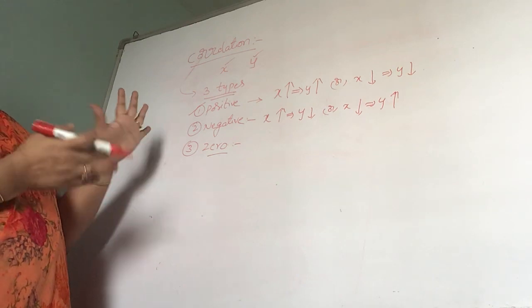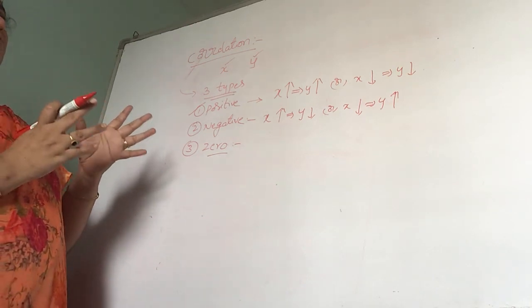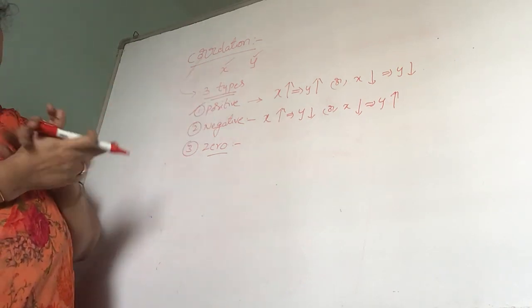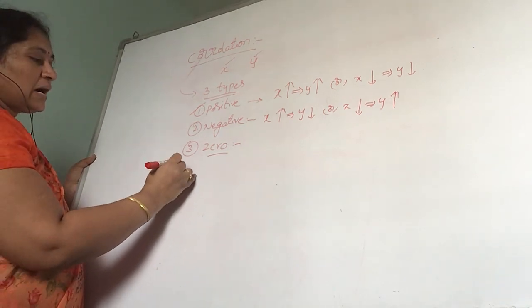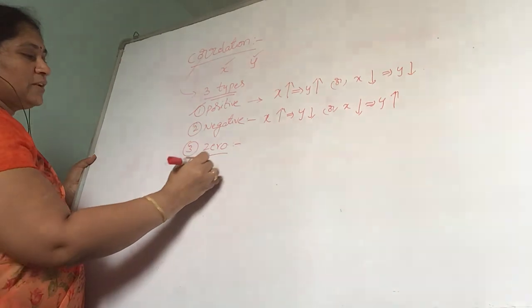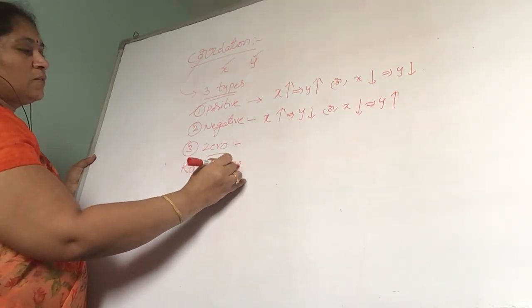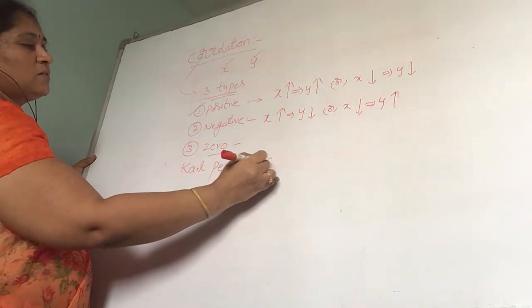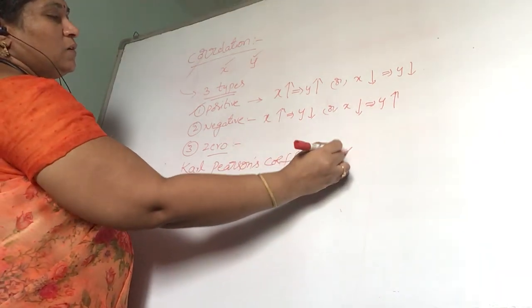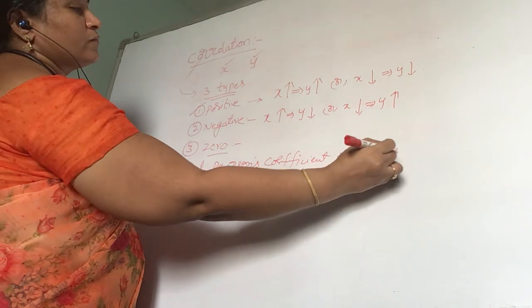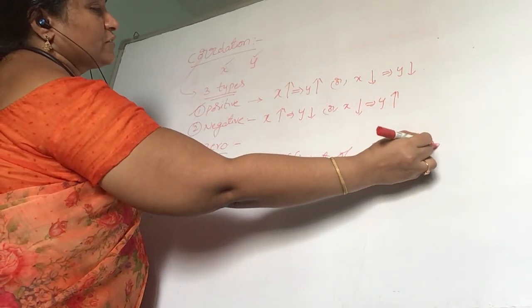Next, how do we measure the closeness of the relationship between the two variables x and y? It is calculated by using Karl Pearson's coefficient of correlation.